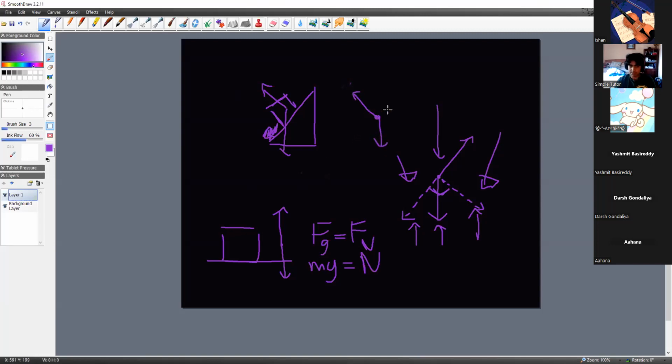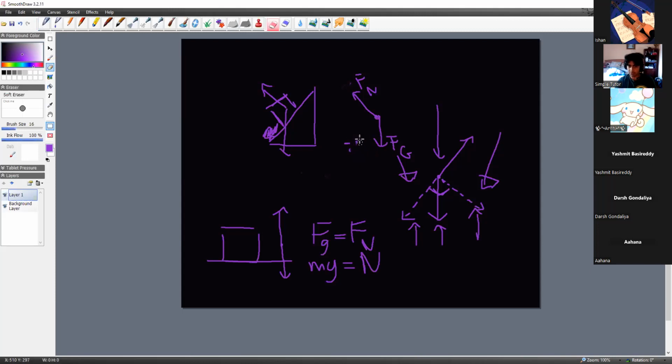Now, can someone unmute or raise their hand and tell me how I would split up one of these forces into components? First off, which one? This is our gravity, and this is our normal force. I want one of you to unmute and tell me which force I would break up into components, and then I want someone else to tell me how I would break it up. Someone can raise their hand and unmute, just let me know. And if no one knows, I'll do it myself.